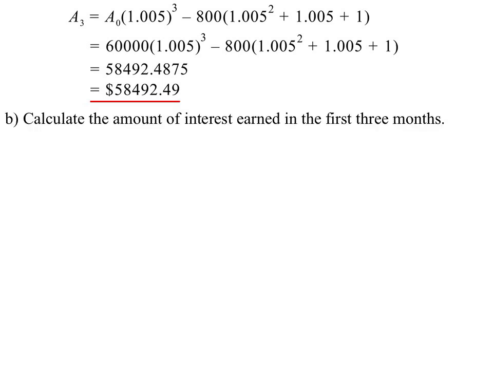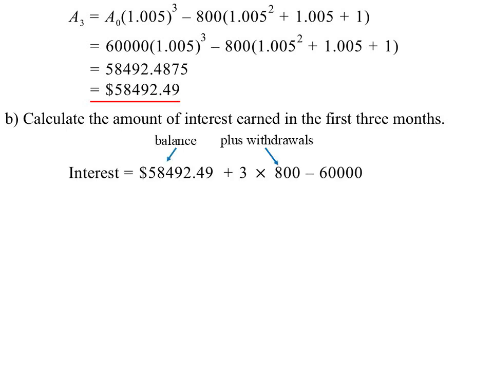So what was the amount of interest earned in the first 3 months? There it is. Where'd that all come from? Okay, so that's the balance we just worked out. But we've also taken out 3 lots of 800. So that was money that we got. Take away the principal, because obviously that's not ours, that was theirs. The difference must be the interest.